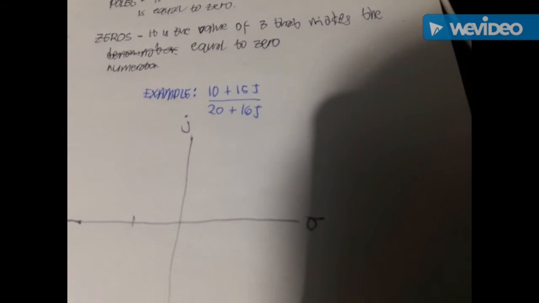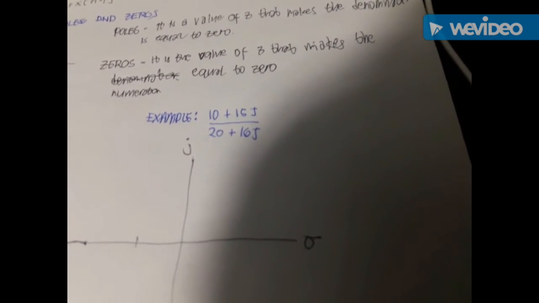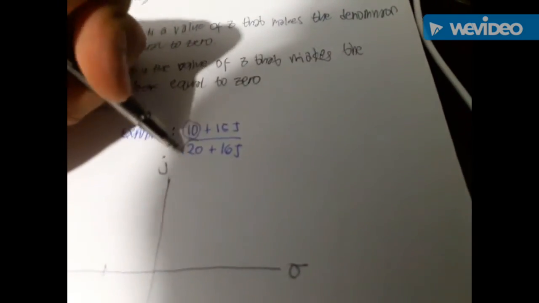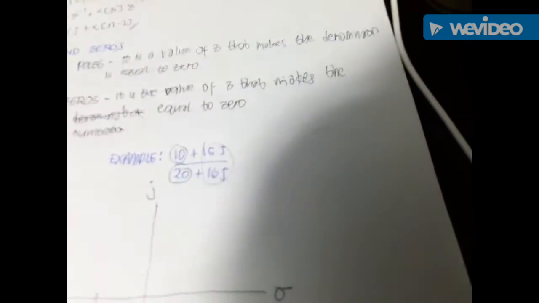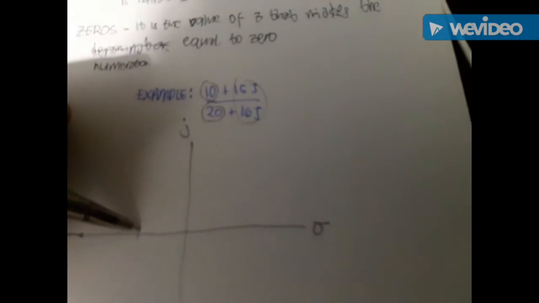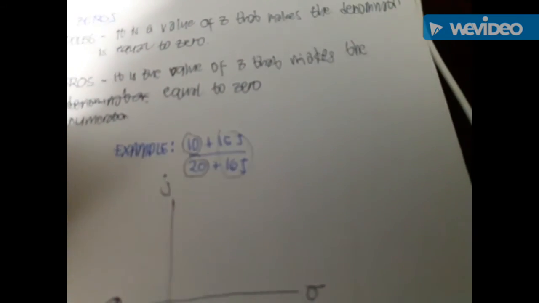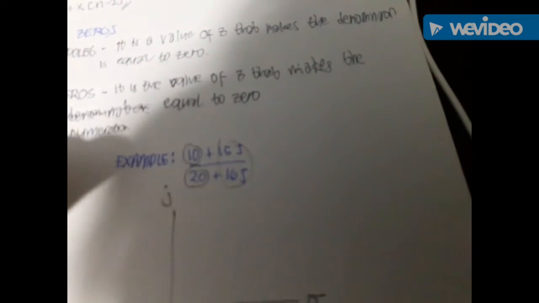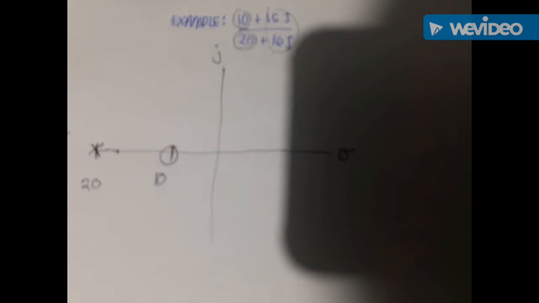For another example, we have 10 plus 15j over 20 plus 16j. So we have real parts of 10 and 20, and imaginary parts of 15 and 16. Proceeding, plotting on a coordinate, you can now plot the zero at 10 since it is the numerator, and the pole at 20.